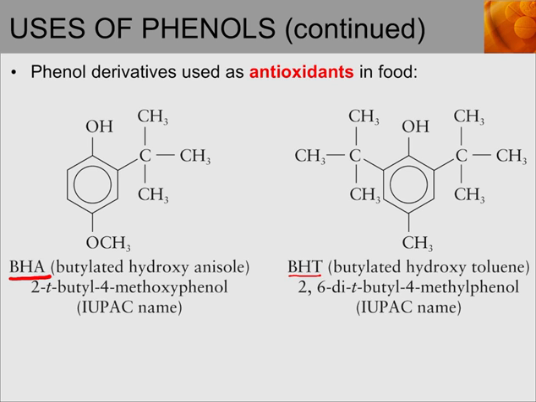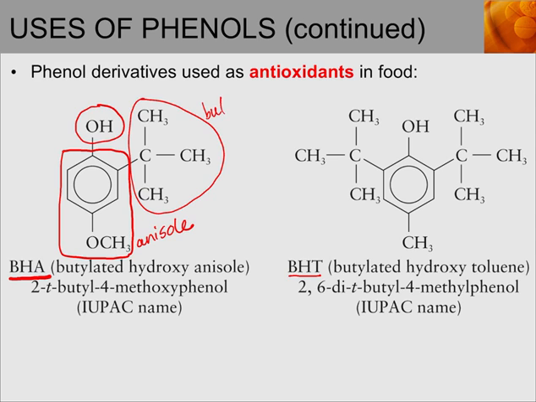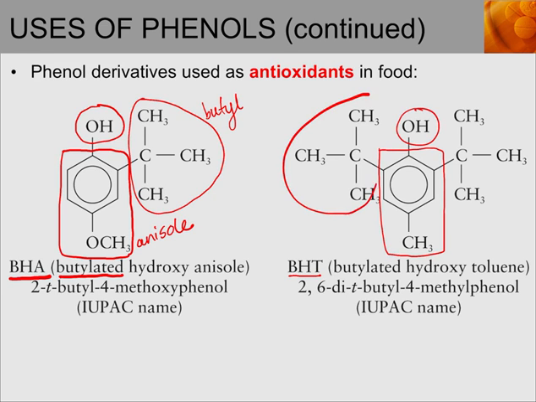So if we kind of break down these names, let's start with BHA. We have anisole, which is actually this part of the molecule. And then we've got our hydroxy group attached up above, and then what's called a butyl group. And this is actually a tert-butyl group, but we just call it butylated. And then for BHT, we've got toluene down below. We've got our hydroxy group here, and then we have two butyl groups.